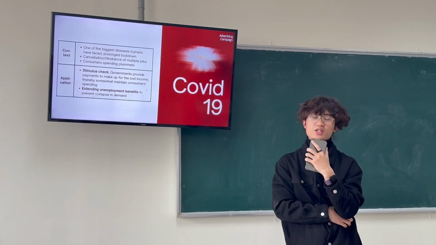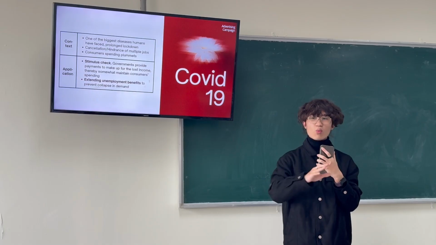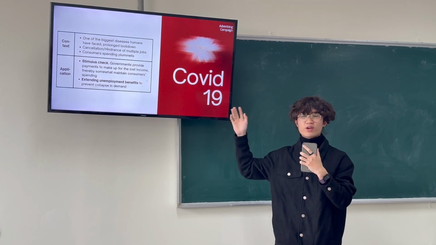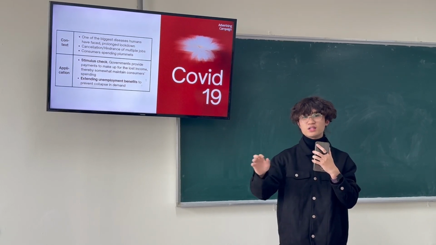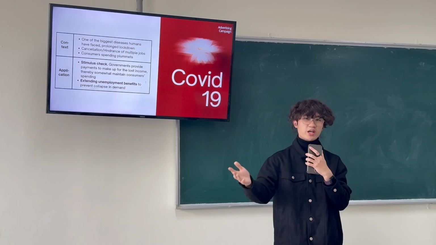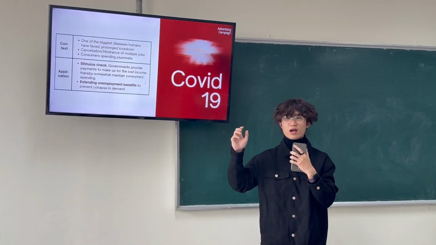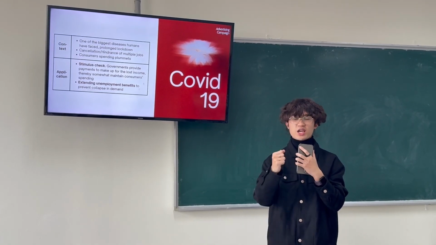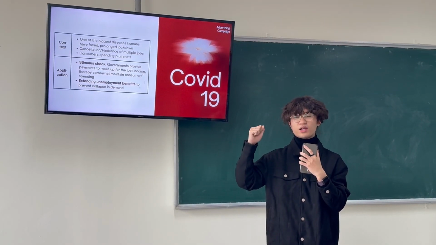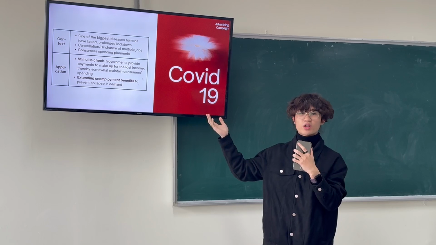The application of Keynesianism to this can be stated as, first of all, stimulus checks. What is the meaning of this? Governments provide payments to selected individuals to prevent the falling of demand. This is aimed at jobs with low income or decreased income due to the COVID-19 pandemic. Then there is extending employment benefits to prevent falling demand as well. This is aimed at the unemployed in society, as they do not have anything to spend and therefore need extra support from the government.